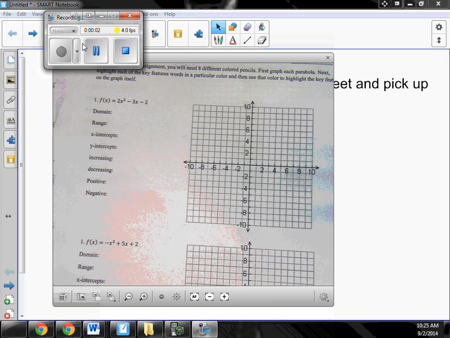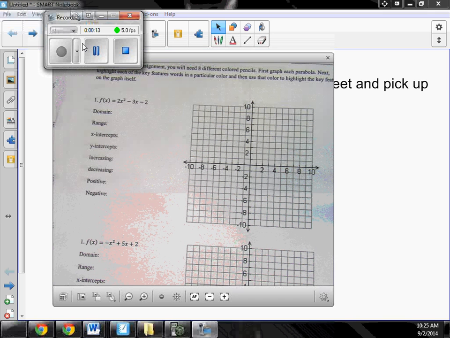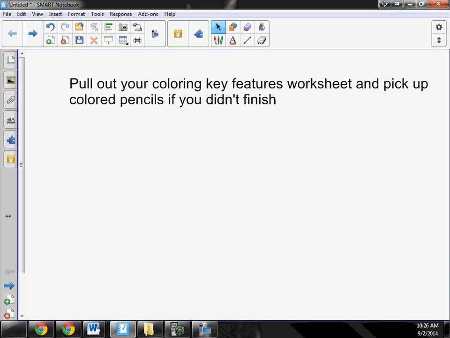So on Friday, we went through and we colored. You don't need that. Yeah, if you picked up the worksheet, will you put it back? So sorry. If you want to know what to do, it usually tells you on the board. Pull out your coloring key features worksheet and pick up colored pencils if you didn't finish.